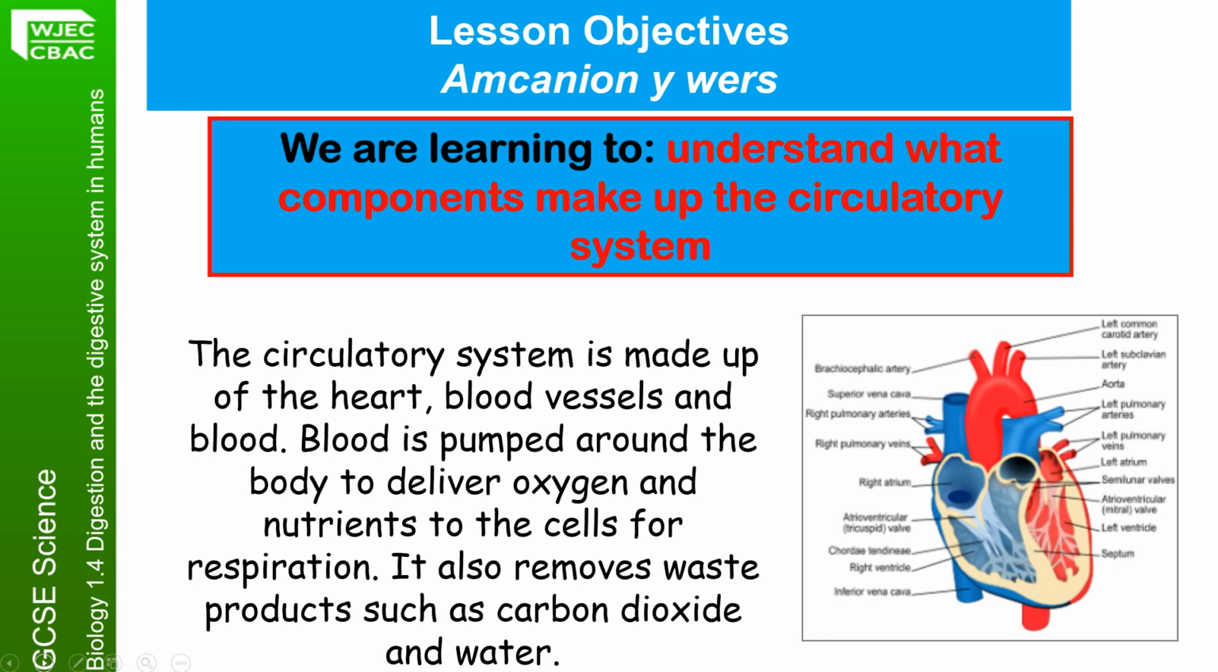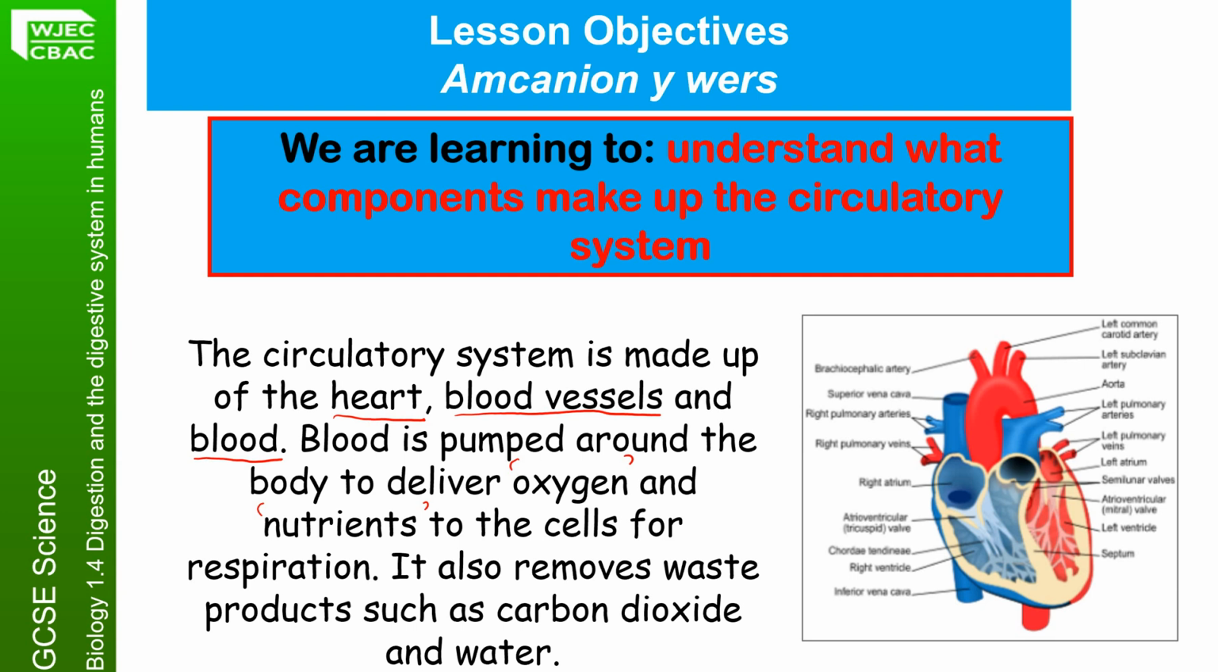So basically your circulatory system is made up of your heart, which is the big muscle pump, okay? The blood vessels, so the tubes that carry the blood around the body, and the blood. So the blood is needed to be pumped around the body to deliver that all-important oxygen that we learned about in the respiration and respiratory system unit. And also the nutrients that we learned about in the unit on the digestive system as well.